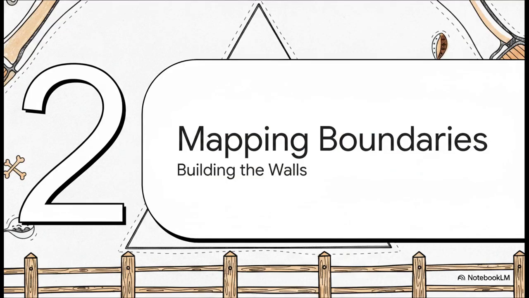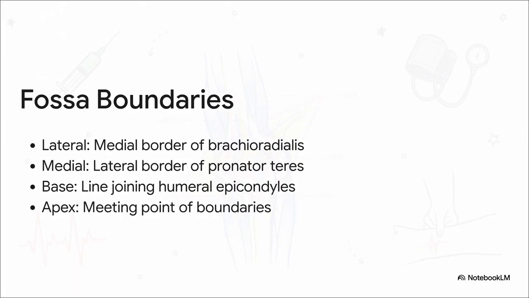Section 2. Mapping the boundaries, building the walls. I want you to visualize building a fence around that inverted triangle we just looked at. Let's walk through these borders step by step. First, the lateral boundary. This is the outside wall closest to your thumb, and it's formed by the medial border of a muscle called the brachioradialis.